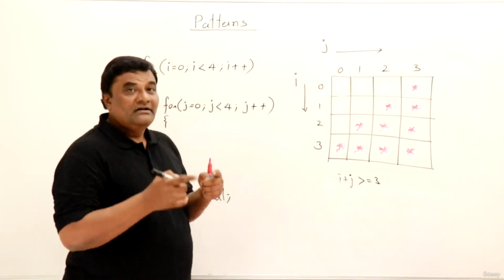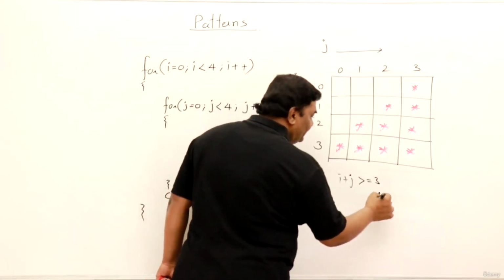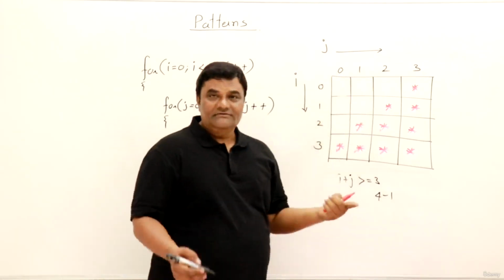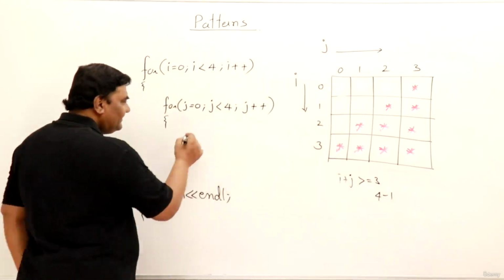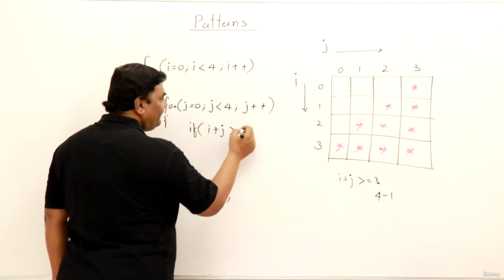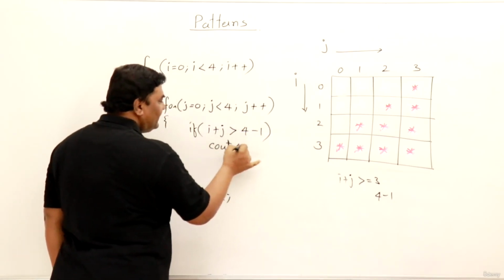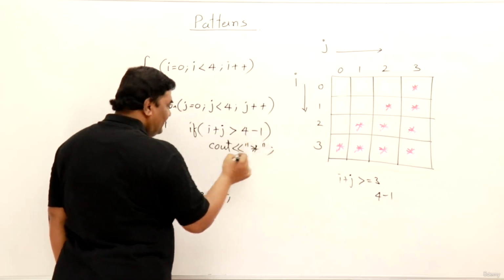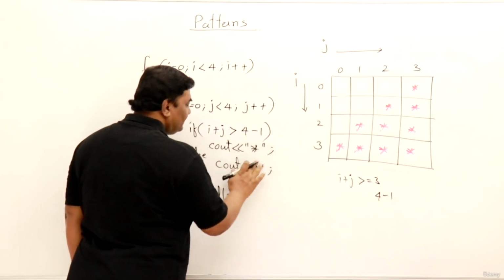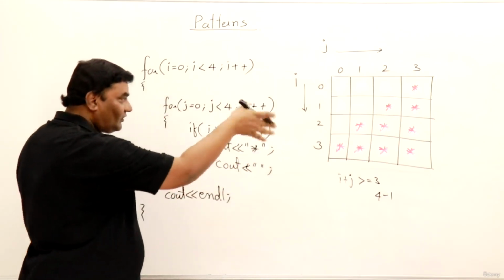Why is it 3? The reason is that it is 4 by 4. Actually, it's not 3, it is 4 minus 1. Why 4 minus 1? Because it is 4 by 4 and the indices start from 0 onwards. That is the reason. So let us write here. If i plus j is greater than this 4 minus 1, I write cout star, right? Else cout space. That's it. This is how we get those stars below the cross diagonal.